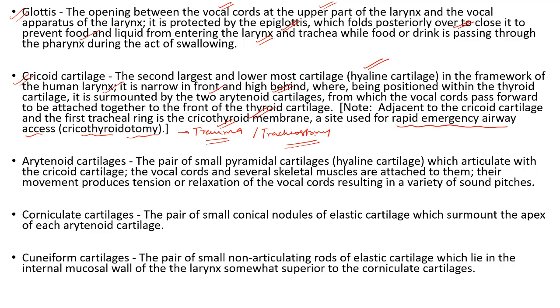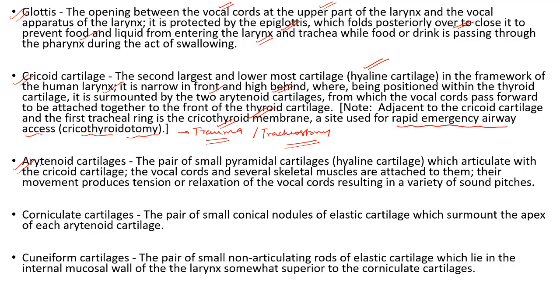The second largest and lowermost cartilage is hyaline cartilage in the framework of the human larynx. It is narrow in front and high behind. Being positioned within the thyroid cartilage, it is surrounded by the two arytenoid cartilages from which the vocal cords pass forward to be attached together to the front of the thyroid cartilage. Note, adjacent to the cricoid cartilage and the first tracheal ring is the cricothyroid membrane, a site used for rapid emergency airway access. Arytenoid cartilages, a pair of small pyramidal cartilages.